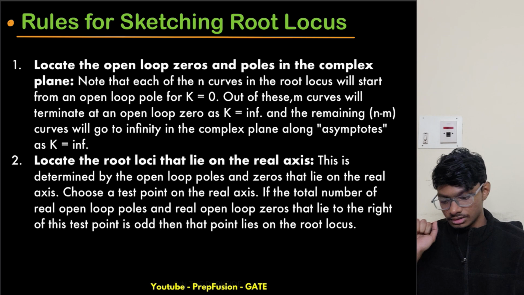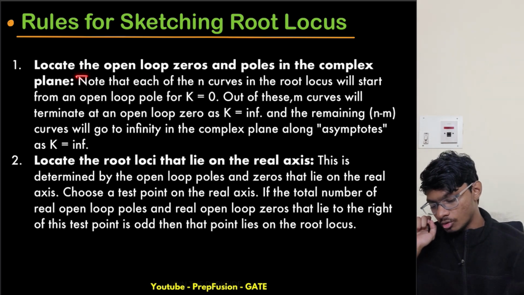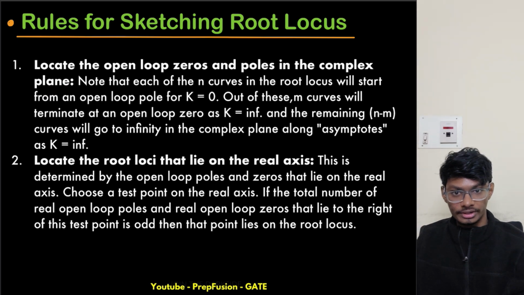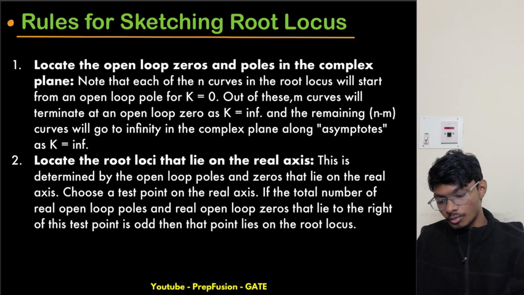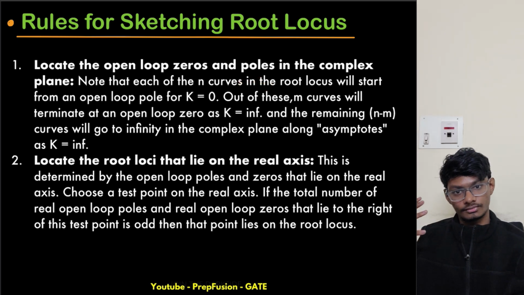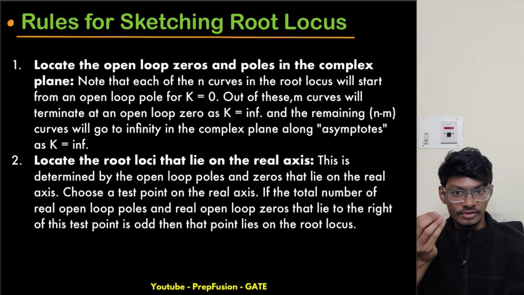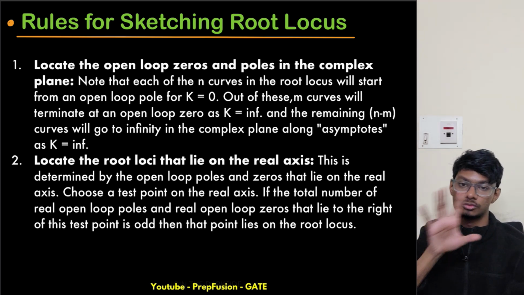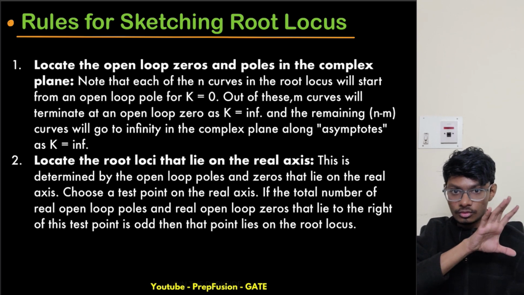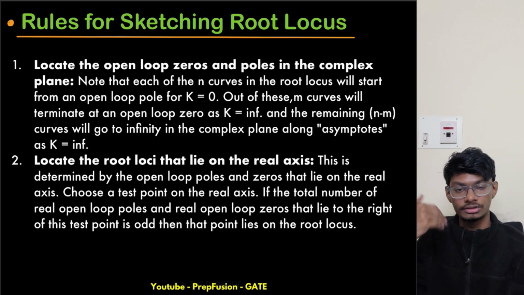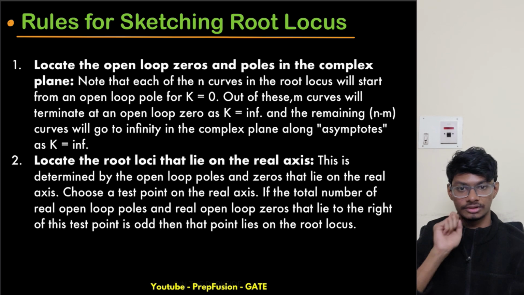Firstly, we have to locate the open loop zeros and poles in the complex plane. Why? As I told you, my root locus starts from open loop poles and open loop zeros. So those are important, the starting and ending points, easy to find just by seeing the OLTF. So those I will mark first in the root locus, and then I will further proceed. Once we solve one example, you will understand.